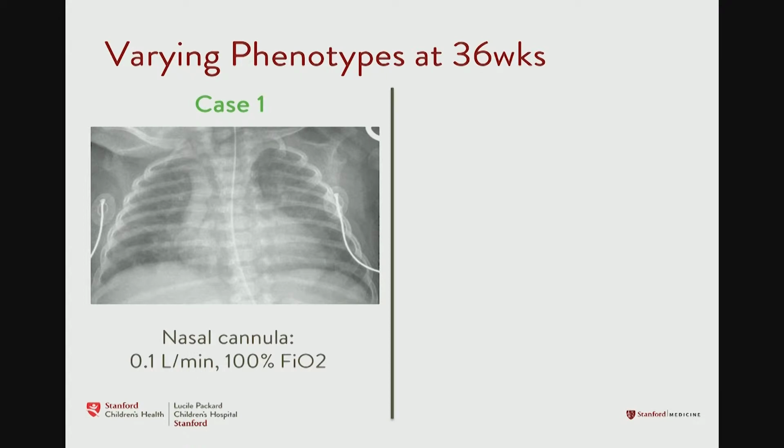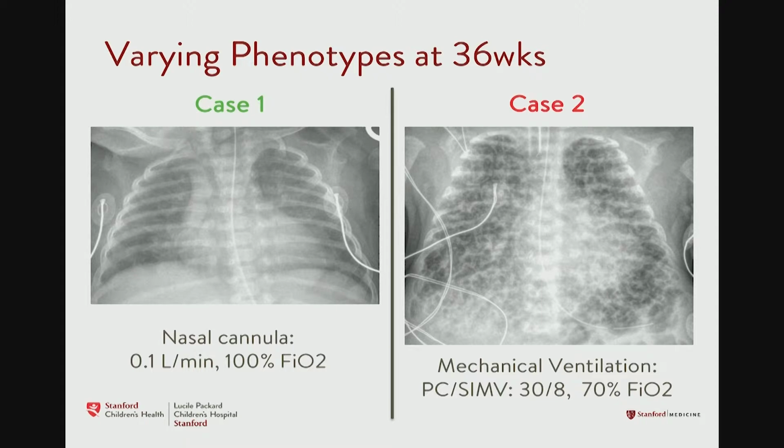So these cases really highlight these varying phenotypes at 36 weeks. Case 1, again at 0.1 liters per minute, 100% FiO2 via nasal cannula. See a chest x-ray here showing low lung volumes, some hazy opacities overlying some interstitial changes, compared to case 2, who at 36 weeks remained mechanically ventilated and intubated on high settings with a significant amount of oxygen, and a chest x-ray which shows notable hyperinflation with coarse reticular opacities throughout.